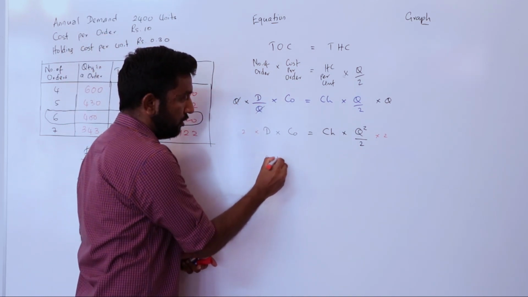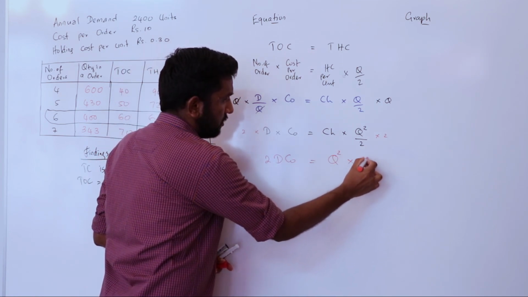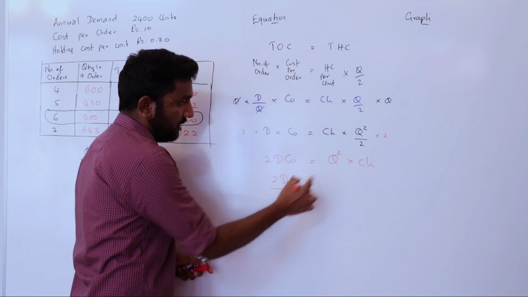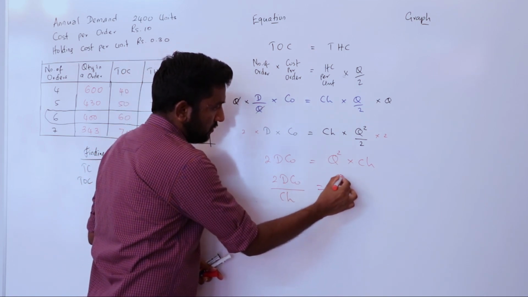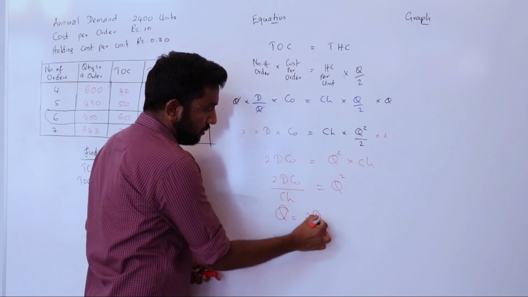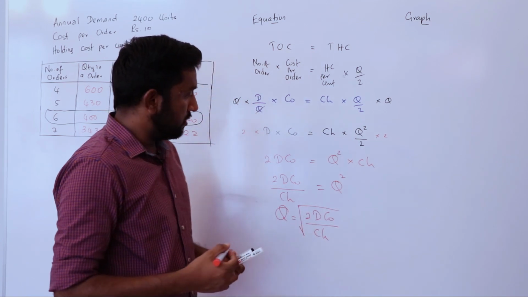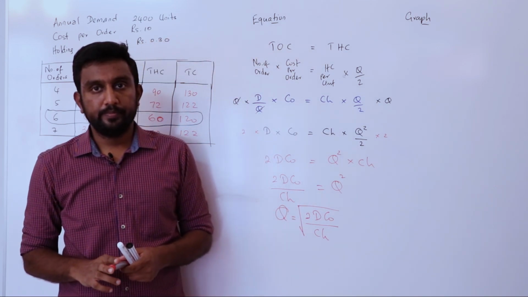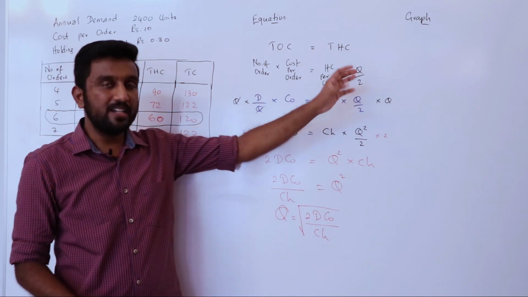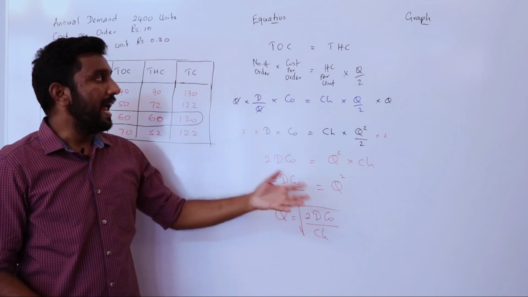So now 2DCO equals Q square into CH. So 2DCO divided by CH equals Q square, so Q equals the square root of 2DCO over CH. Yes, so this is how we are arriving at the equation, but you don't need to understand the way you are finding the equation. You just have to apply the values to the equation and get the answer.